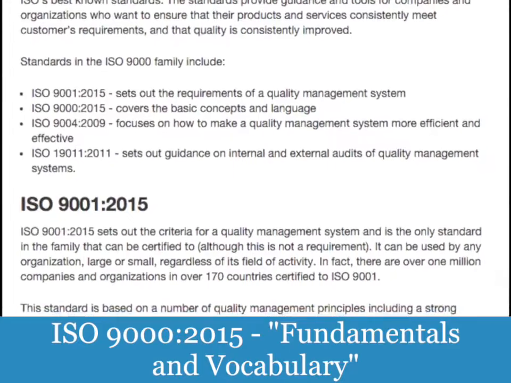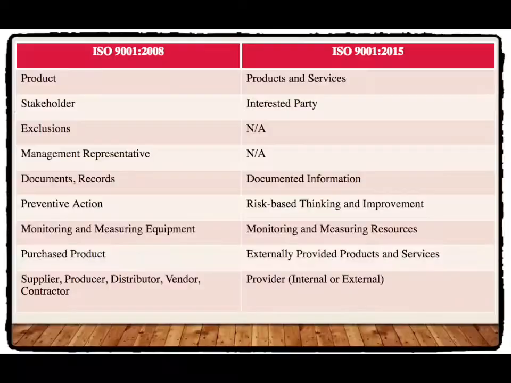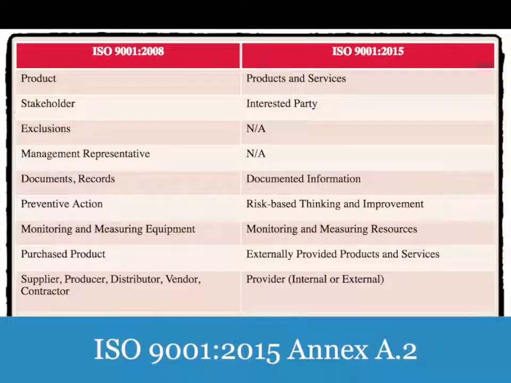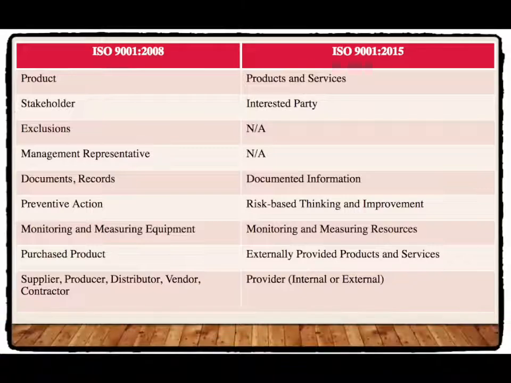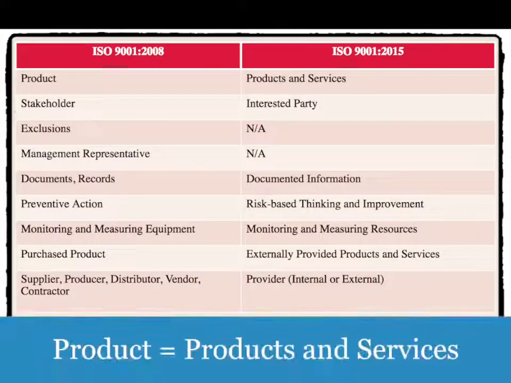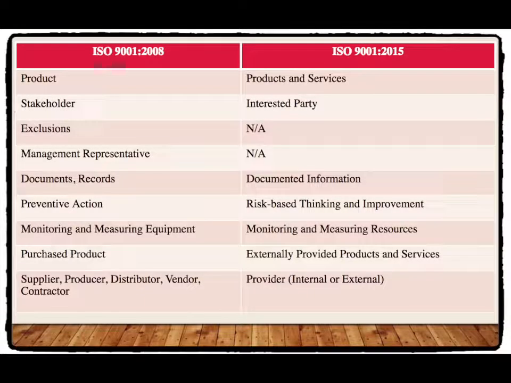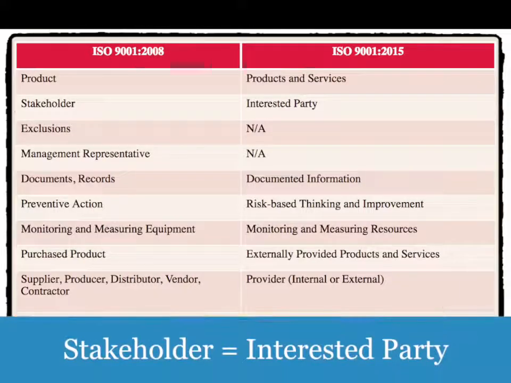9001-2015 standard. The ISO 9001-2008 standard used the term product to explain the output of a company or process. The 2015 standard uses product and services. Services is the fastest growing segment for ISO 9001 certification. The term stakeholder has been replaced with interested party.